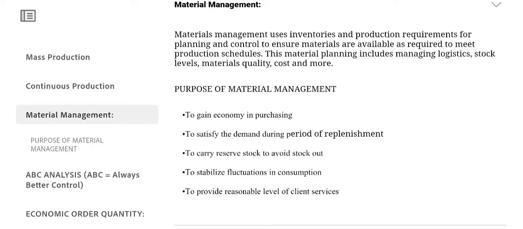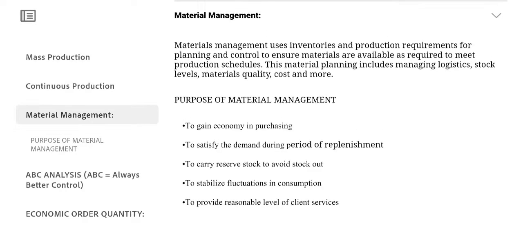After that, to stabilize fluctuation in the consumption, means even if there is a shortage of stock, we should have a proper stock. After that, to provide reasonable levels of client services, this is also a main function of material management. After that, there are certain types which come under material management. Let's see those types one by one.